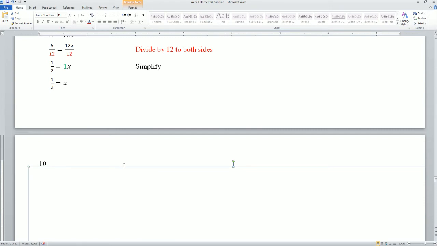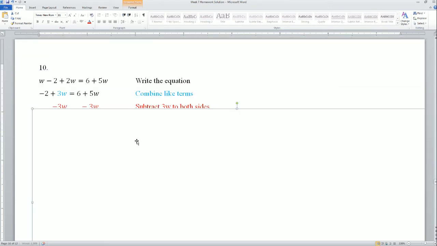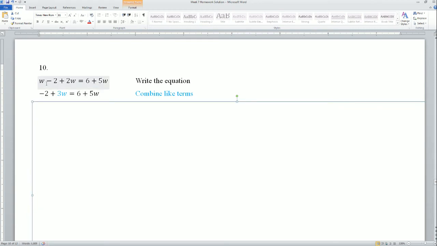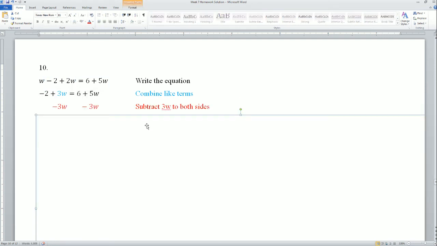We have 10 here. Now 10, we always write the equation as the first step. Now here I combine the like terms. w plus 2w becomes 3w. Now you want to subtract 3w to both sides because it is the smallest variable.